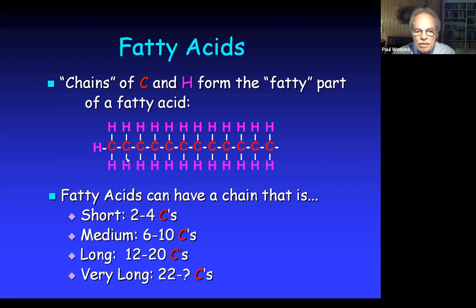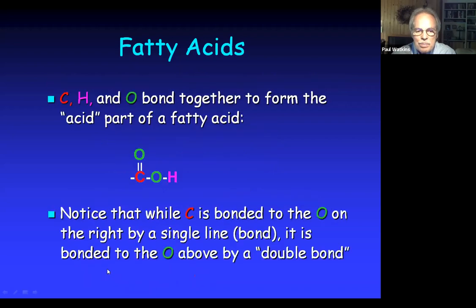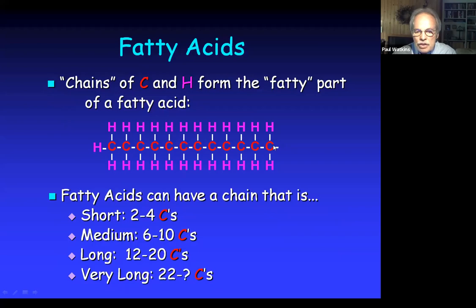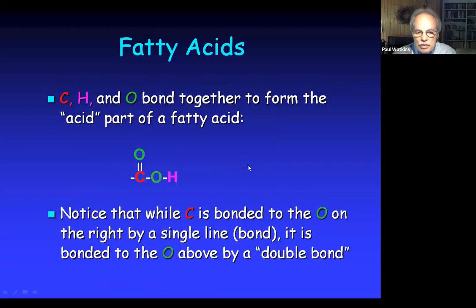Fatty acids can have chain lengths of carbon atoms that range from the short to the very long, as listed here. Now, the acid part of a fatty acid looks like this. We call it COOH, but it structurally looks like a carbon, making a double bond to this oxygen, making a single bond to this oxygen, and the oxygen making a single bond to a hydrogen atom. And this fourth bond on the acid part attaches to the last carbon on the fatty part to form a fatty acid.